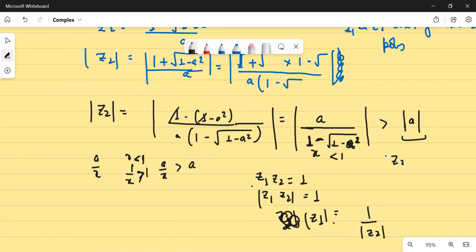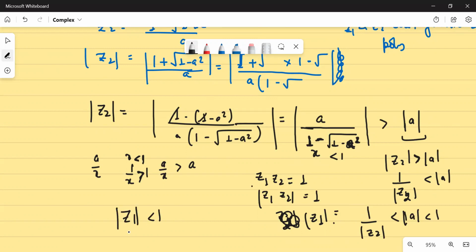And mod Z2 is already greater than mod A, है ना? It implies 1 upon mod Z2 will be less than mod A, मानते हो? So mod Z1 will be less than mod A, and mod A is less than 1. That implies mod Z1 will be less than 1. It implies Z1 will surely lie inside the unit cell. समझ पा रहे हो मेरी बात? Yes, sir. So Z1 will surely lie inside the unit cell. Is that clear?